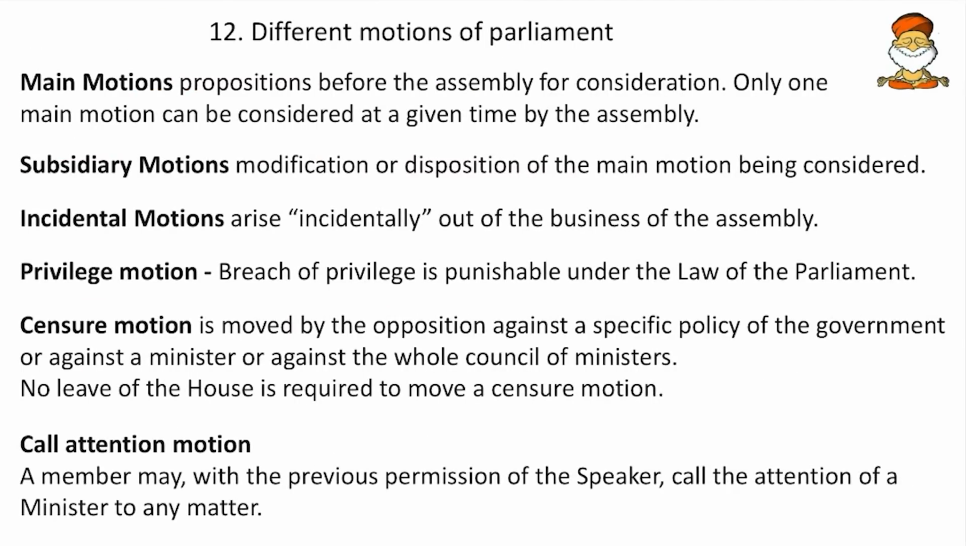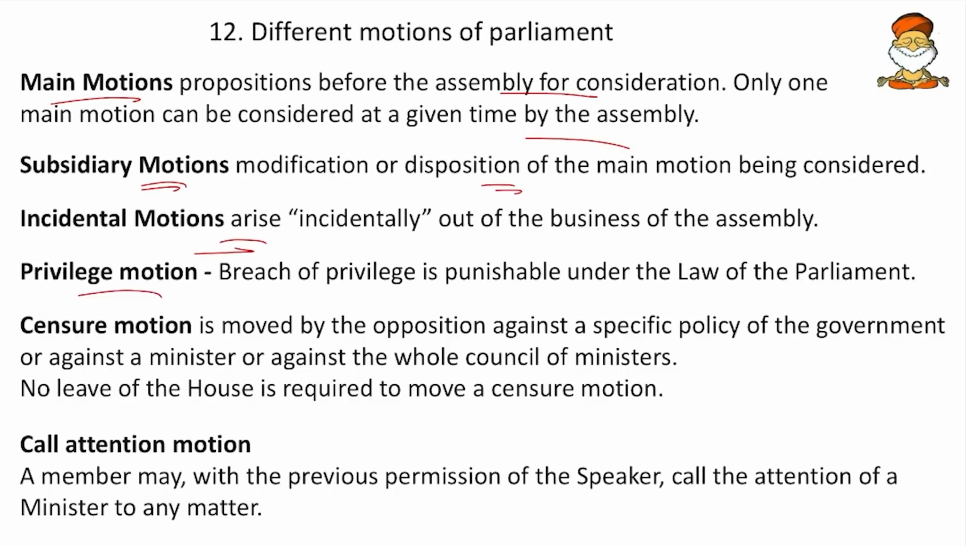Then different motions of parliament. Main motions are the propositions before the assembly for consideration, to make sure that the house will consider any important topic. Only one main motion can be considered at a given time by the assembly. When the speaker gives a time, only one motion can be considered. Then subsidiary motion, that is modification or disposition of the main motion. When the main topic is going on, subsidiary motion means they are adding or removing a clause. Then incidental motion. For example, if the fisherman issue is going on, bottom trawling can be an incidental motion.